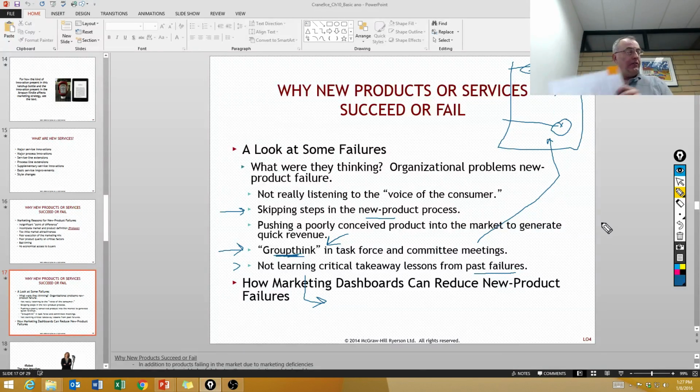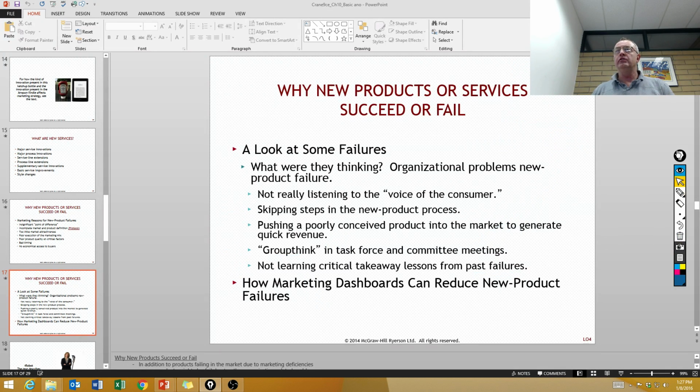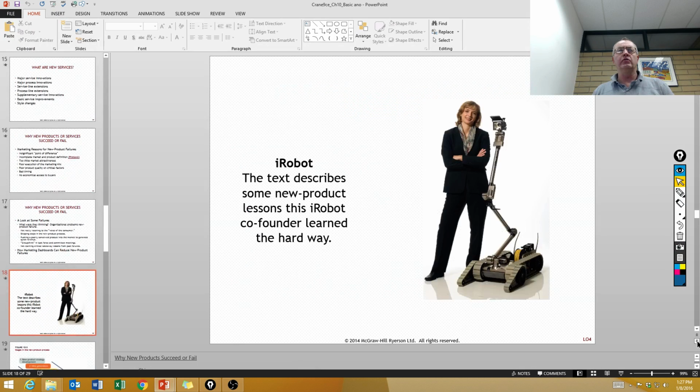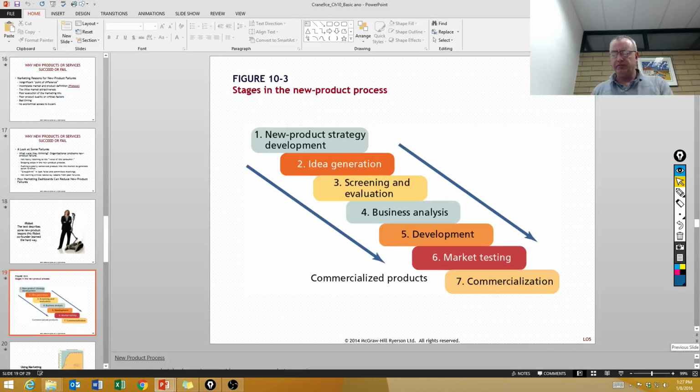Okay, so the final little section of this chapter is this 7-stage new product development process that large consumer products companies use when they're developing new products. So we have 7 steps in this process, and we're going to walk through these 7 steps. The first step is coming up with a strategy for the new product.